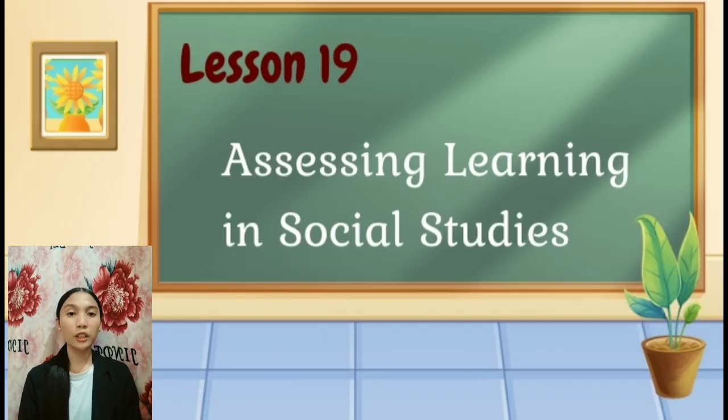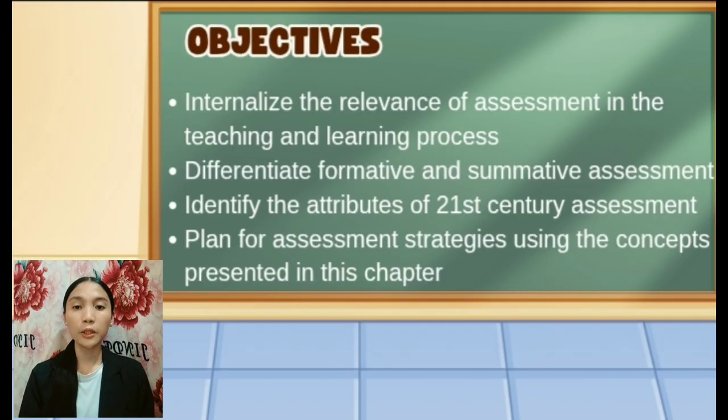So, this afternoon, we will tackle Lesson 19, which is Assessing Learning in Social Studies. So, the objectives: first, internalize the relevance of assessment in the teaching and learning process. Second, differentiate formative and summative assessment. Third, identify the attributes of 21st century assessment. And fourth, plan for assessment strategies using the concepts presented in this chapter.